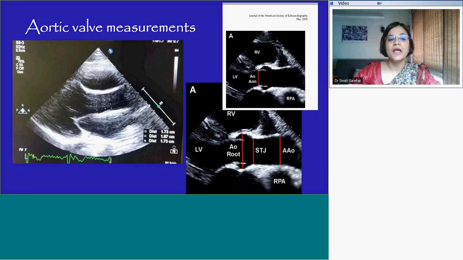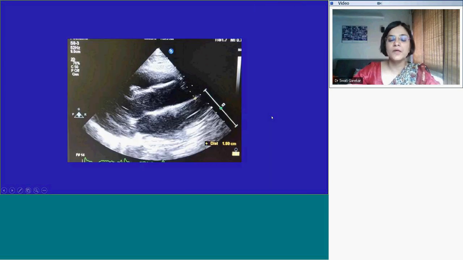Valve measurements: there's this 2010 publication from the American Society talking about how to take aortic valve measurements. Just follow those, and you have the valve opened out over here in systole. Measure hinge point to hinge point. That is where you're measuring the aortic annulus. Then you measure the sinus distance here, this measurement is the aortic root. Then the sinotubular junction and the ascending aorta. That's how we measure it.